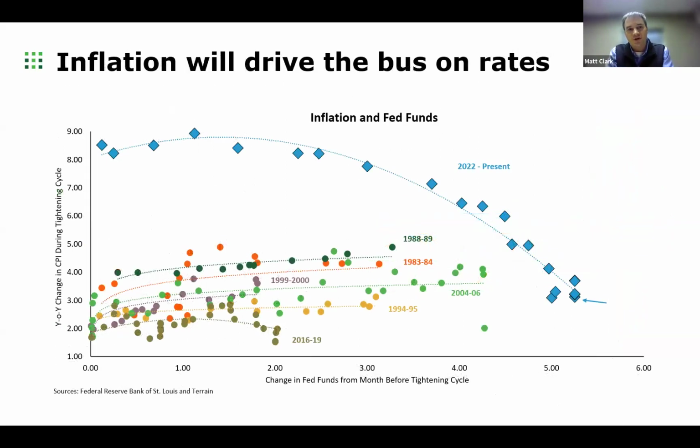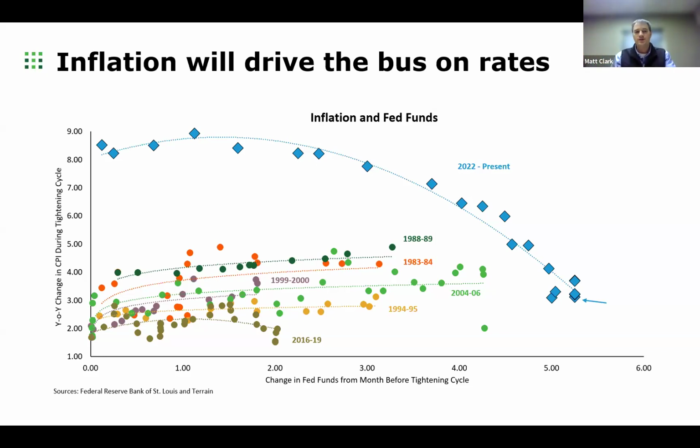The inflation part, though, is still the piece that the Fed's fighting, and it's going to drive the bus going forward. This chart is a simple way of showing some historical relationships between the change in federal funds and the change in CPI, or inflation, during a rate hike cycle. So all the dots here represent the change in the federal funds rate when the Fed started raising rates, and then what impact that had on inflation.